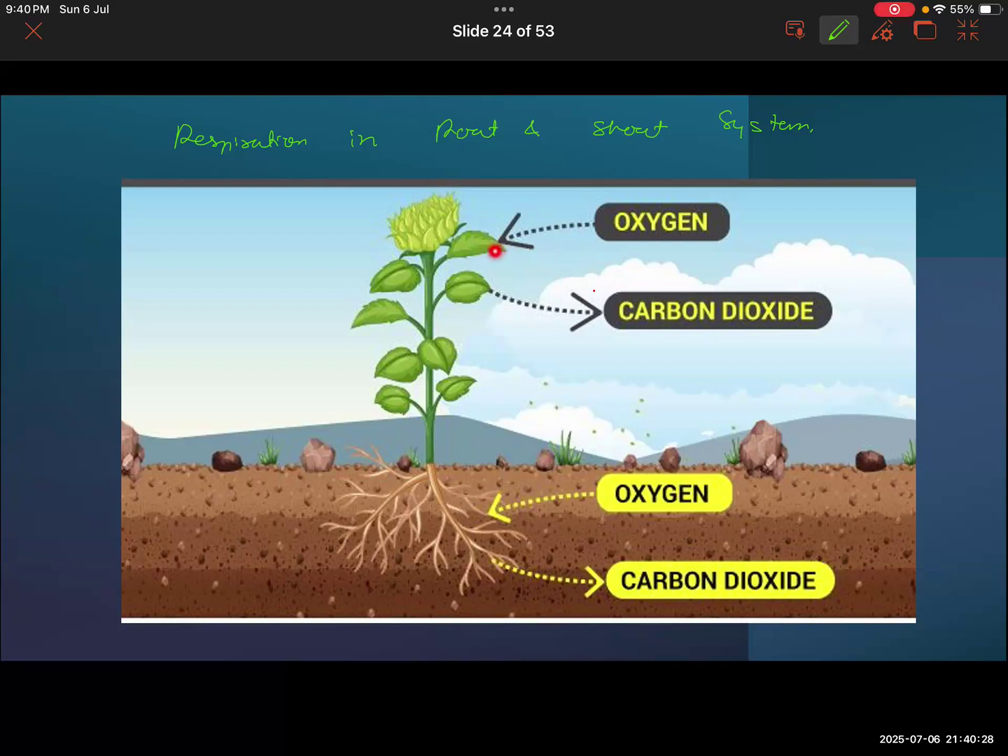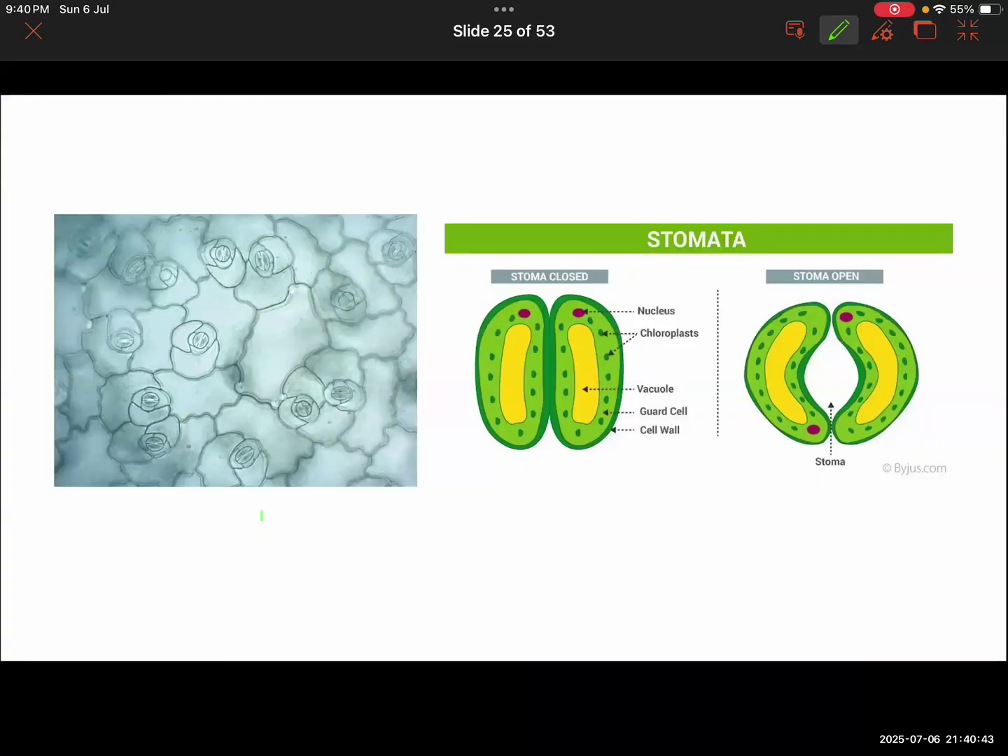The major site of respiration, the place where respiration particularly takes place, is the green parts of the plant's body, like the leaf and the green stems of some plants. There this respiration will be happening. Now as you know, on the underside of the leaves there are thousands of tiny pores. Getting it, everyone? Yes, sir.